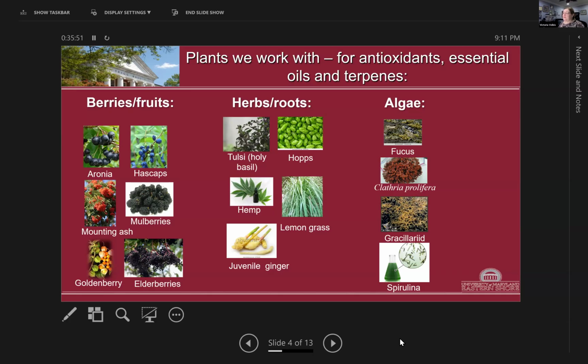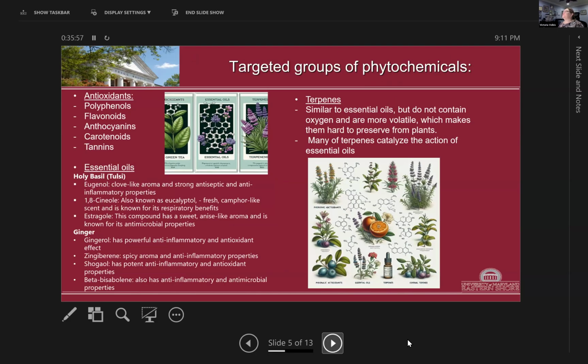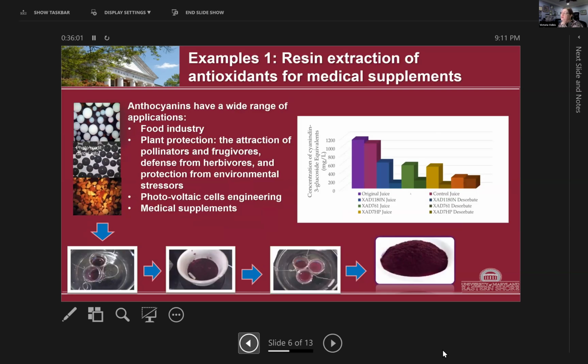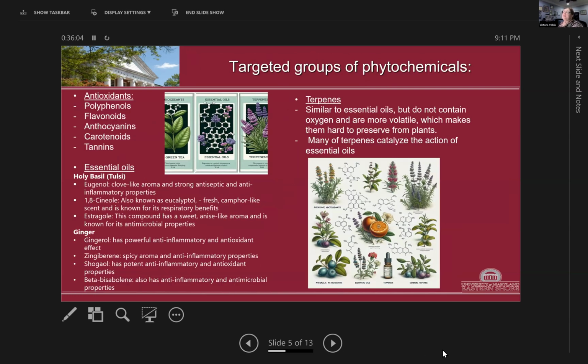And from there, we will go to the next slide, where we will talk a little bit more about those three groups of phytochemicals that we work with. So let's start with antioxidants. There are many, many different antioxidants available. Generally, they can be divided into two big groups.